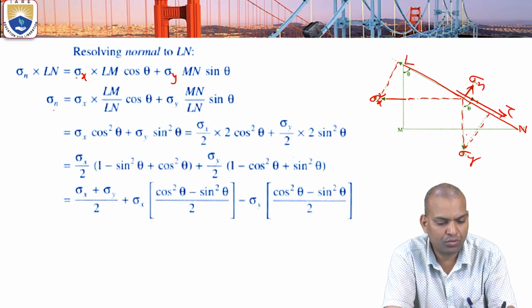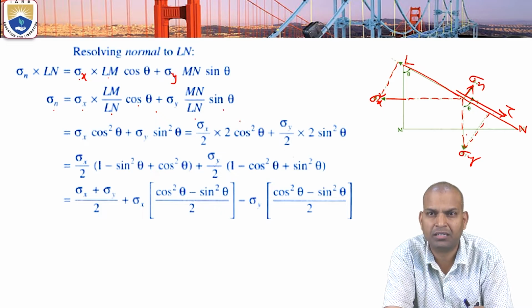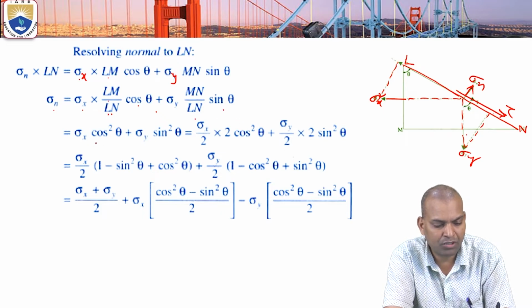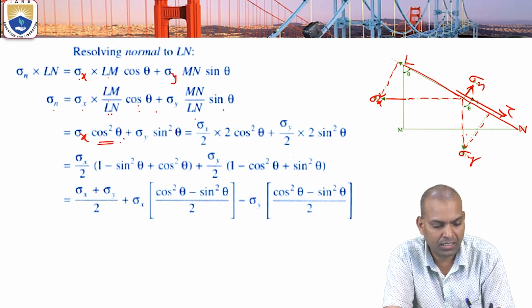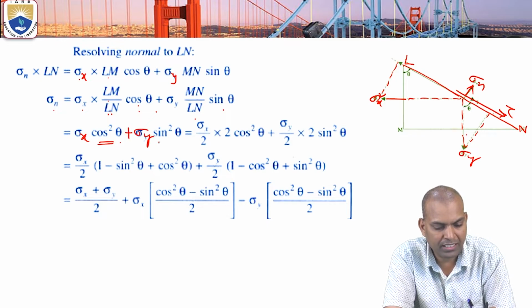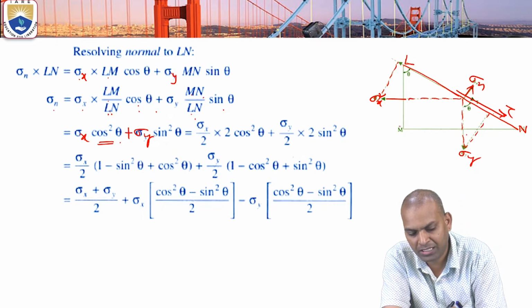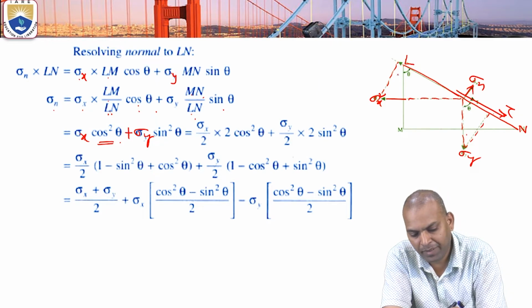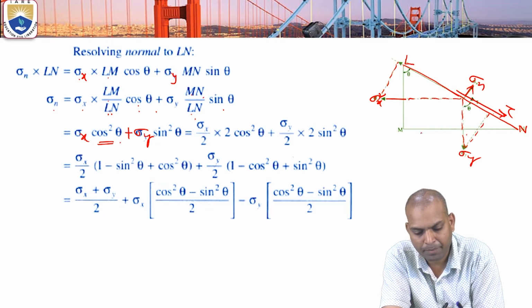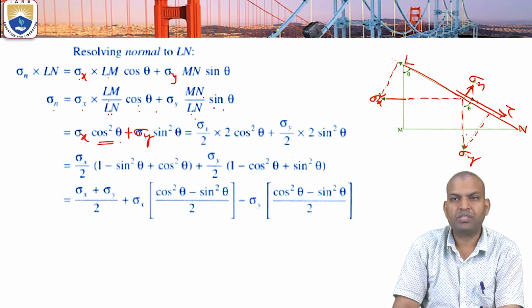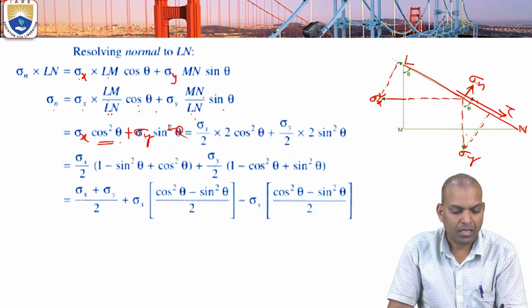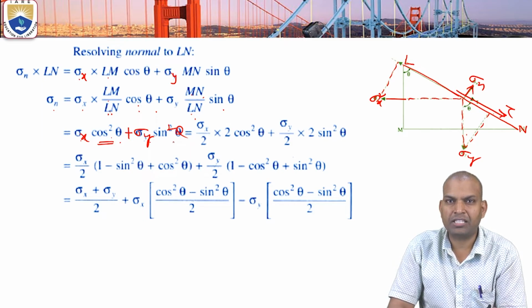Now sigma n equals sigma x into LM by LN times cos theta plus sigma y times MN by LN sin theta. Now LM by LN, from the triangle, is cos theta, so it becomes cos theta into cos theta, that is cos square theta. Sigma x times cos square theta plus sigma y times MN by LN, which from the triangle is sin theta, so sin theta times sin theta, sin square theta. Sigma x cos square theta plus sigma y sin square theta.